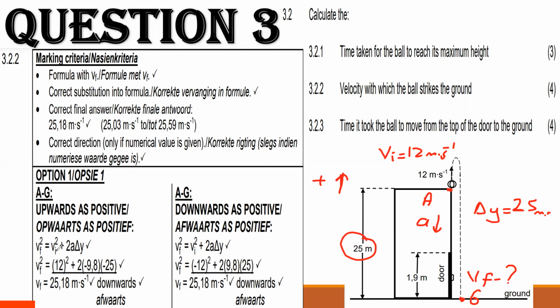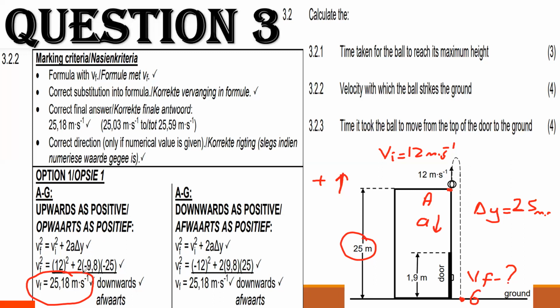So then we can use this formula because we don't know time. If you don't know time, you can use this formula: V final squared equals V initial squared plus 2A delta Y. V final, we don't know, we are going to calculate. V initial is 12, and acceleration is minus 9.8, and delta Y is minus 25. And then you are calculating your V final.